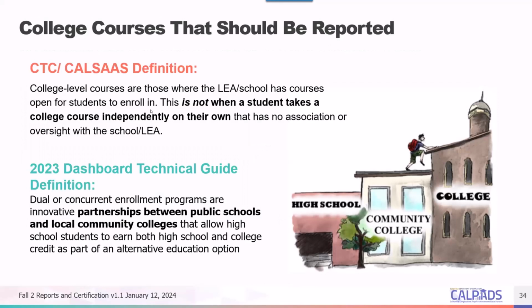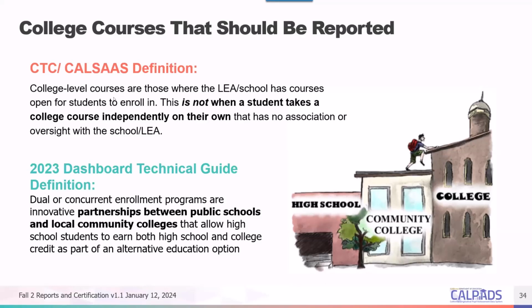So college courses that should be reported, this has always been the case, but they've emphasized it over the last 2 years. Courses that students sign up for outside of your school should not be reported. Only those that are or have been signed up for through your school. And some people aren't thrilled by this because they feel like they'll take a hit in end of year as far as the CCI, but it is what it is, right? And so there's the CTC CALSAAS definition. It specifically will say this is not when a student takes a college course independently or on their own.